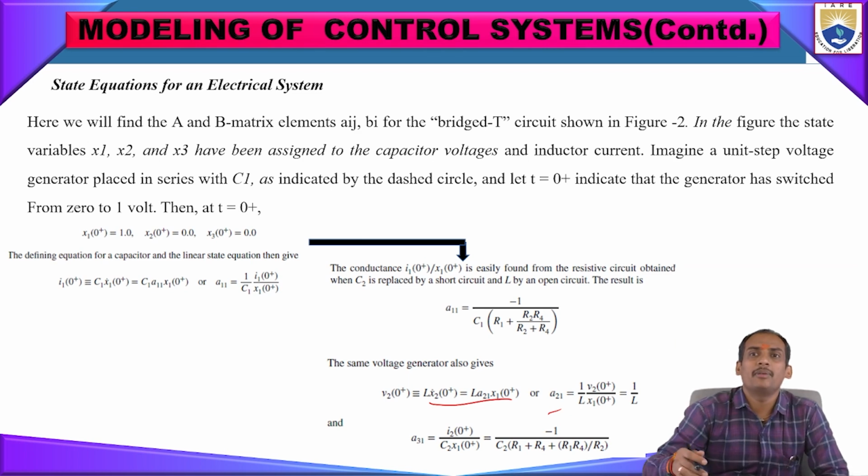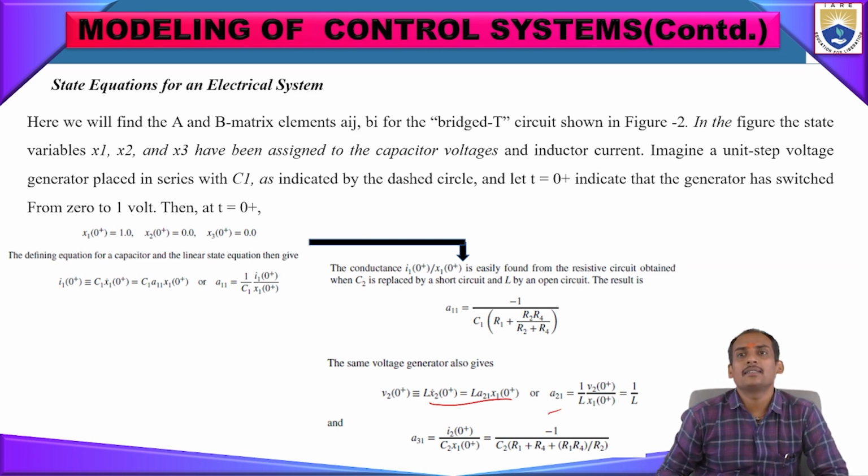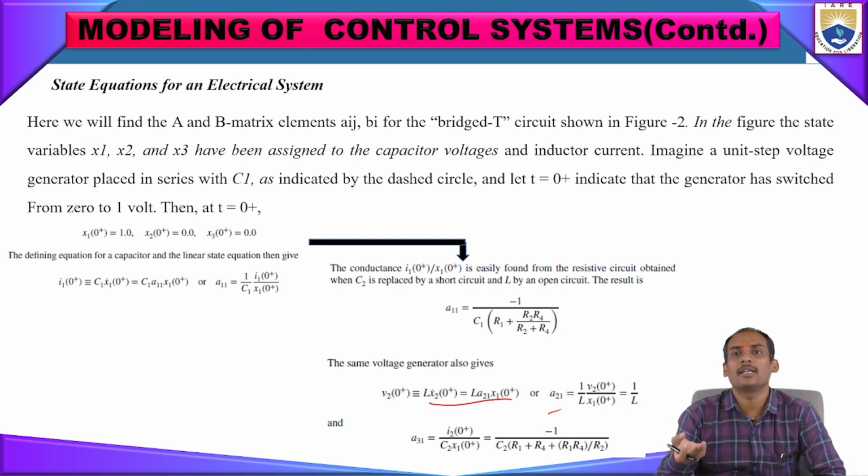Here C2 will have two series functions and one parallel function. So C2 into R1 plus R4 R4 plus R1 R4 by R2. That means R1, R2 and R4 are in a parallel function, so that will be R1 R4 by R2, and R1 and R4 are in series function, so that will be R1 plus R4.